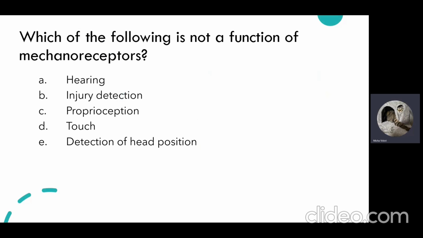So I've just got a few SVAs for you guys, and I'll pause after each one. Which of the following is not a function of a mechanoreceptor? A, hearing, B, injury detection, C, proprioception, D, touch, or E, detection of head position. The answer is injury detection.